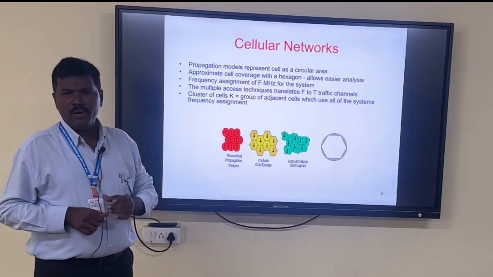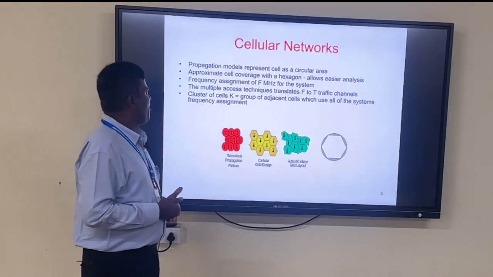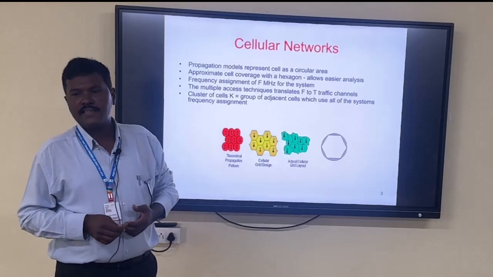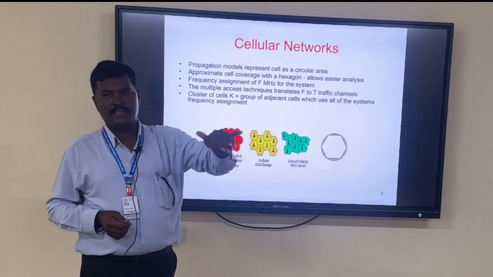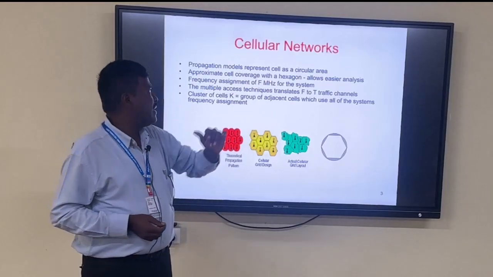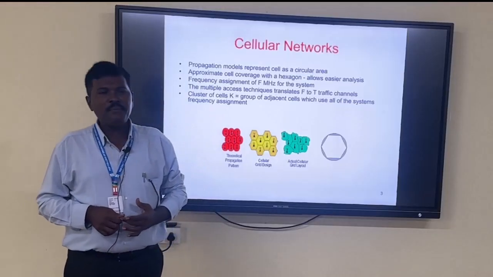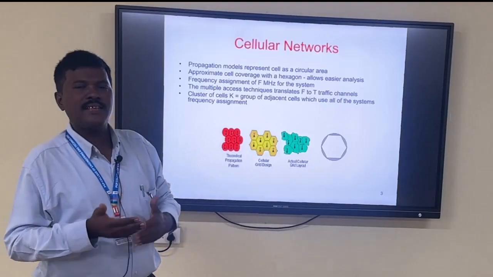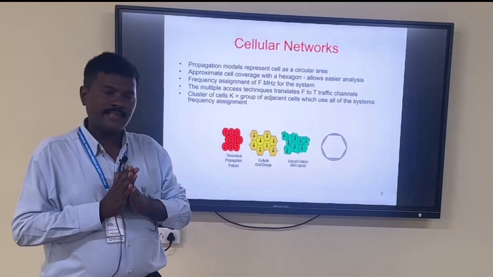Frequency assignment, we normally represent it as capital F megahertz for a particular system. While talking about multiple access techniques, that translates from F to T, the number of traffic channels. If F translates to T traffic channels, these multiple access techniques are actually used in a system to access a channel in the cell. That is the major role of these access techniques.